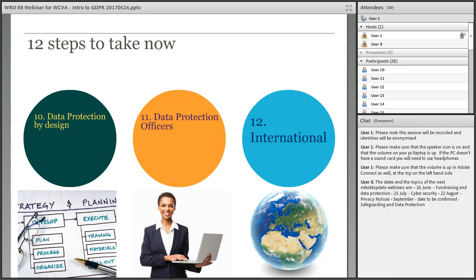So GDPR doesn't stop you from being able to process information outside of the European Union, but it does require you to ensure that when you do send information outside of the EU, the level of protection that your data subjects will be afforded in that destination country is not undermined because you're sending it to that particular place. Personal data may therefore only be transferred outside of the European Union when at least one of the conditions of transfers under GDPR is met.